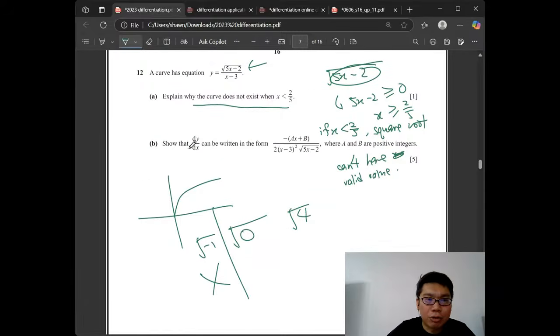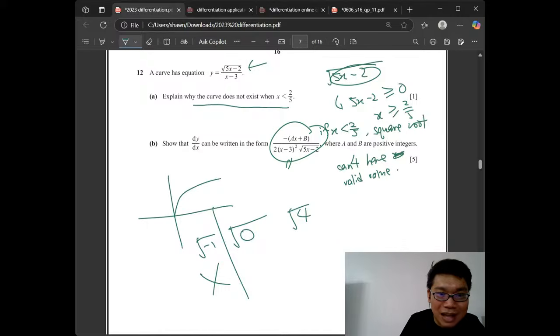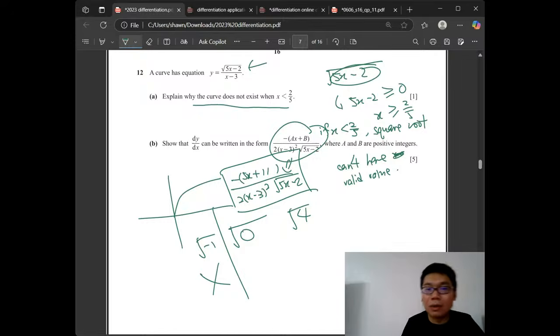And then next, they ask you to show dy dx can be written in this way. This question is very similar to the previous question, so we just proceed. I won't show you again because it's exactly the same. You can try yourself; I just write the answers down. You check your answer, see whether it's correct. Proceed to the next question.